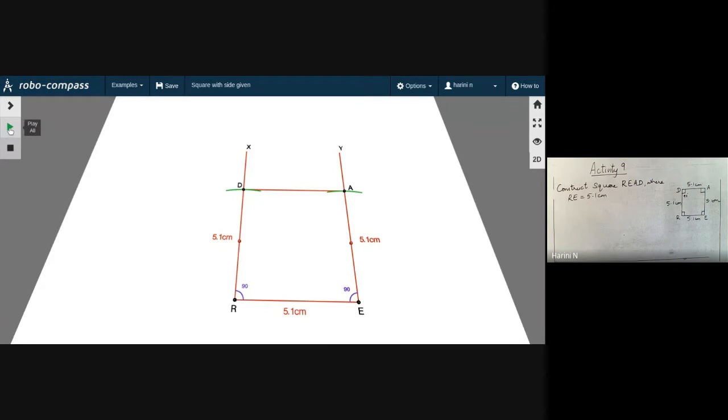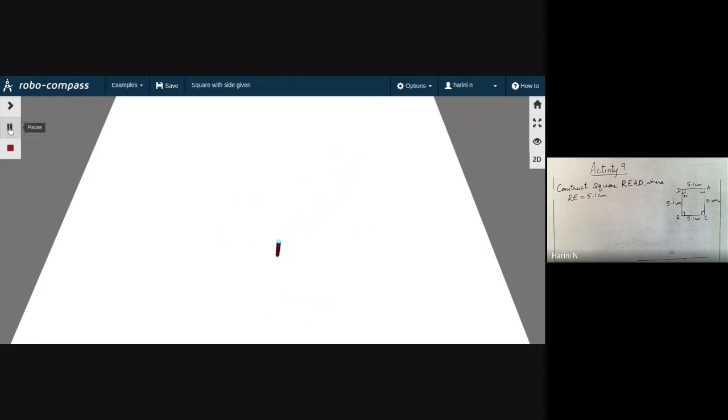The first step, you will draw a line segment RE equal to 5.1 centimeters. So take your scale and draw RE equals 5.1 centimeters. So this is the first step that you have to do.